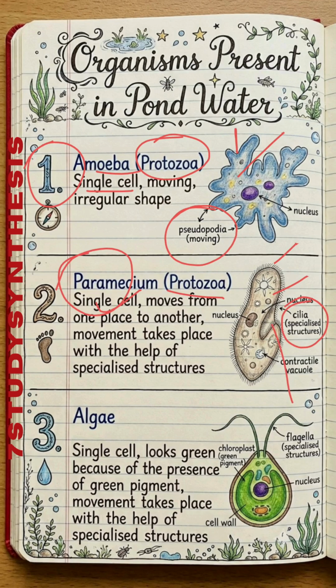This is oral groove. Third microorganism is algae. Single celled है, unicellular, green है because of the presence of green pigment chlorophyll. It also moves from one place to another with the help of specialized structures. ये specialized structures क्या है? Hair-like structures, flagella है. ठीक है. As it is a plant cell, outermost is the cell wall. Outermost layer जो है, that is the cell wall. Okay.